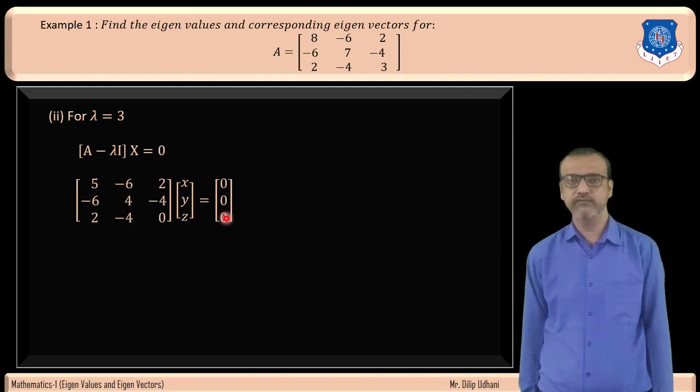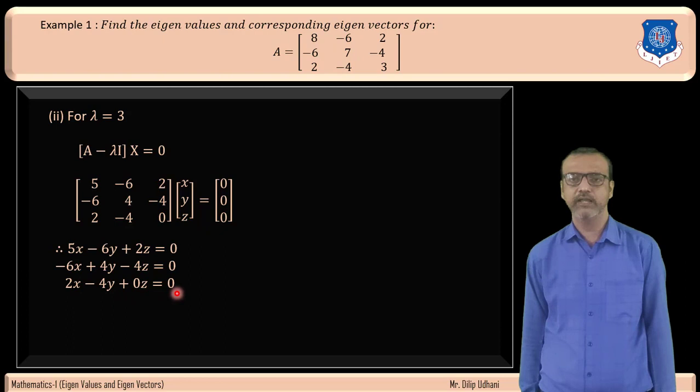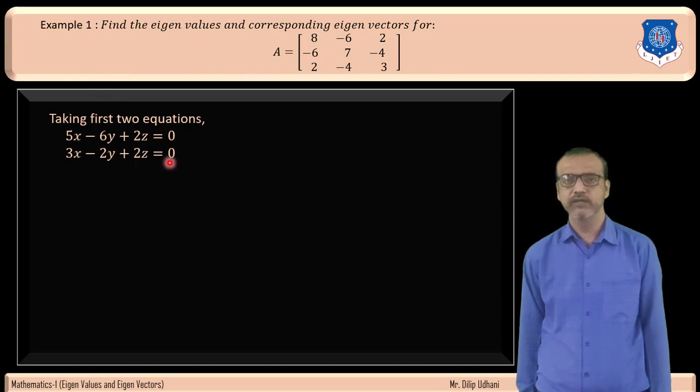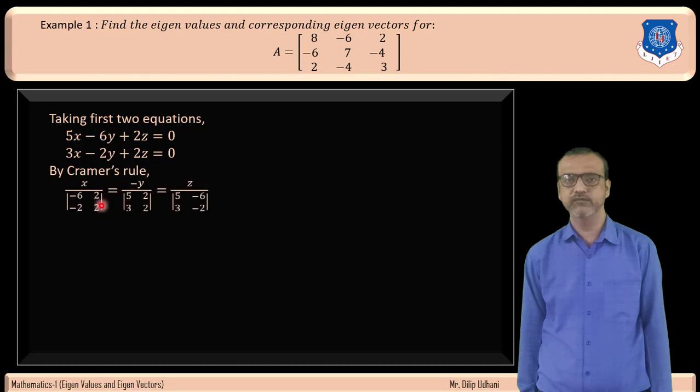So first equation is 5x minus 6y plus 2z equals 0. Second equation is minus 6x plus 4y minus 4z equals 0. And the third equation is 2x minus 4y plus 0z equals 0. Again, this is a homogeneous system of linear equations, and now we will solve it. Taking the first two equations, 5x minus 6y plus 2z equals 0, 3x minus 2y plus 2z equals 0. Now solving these two equations by Cramer's rule, x upon the determinant made by the coefficients of y and z, that is minus 6, 2, minus 2, 2.